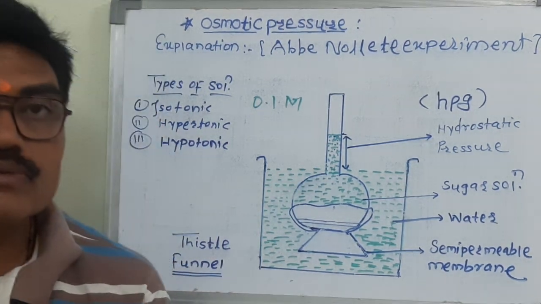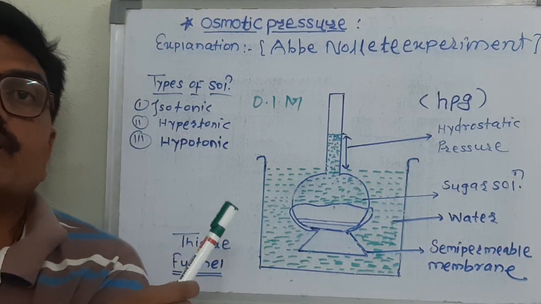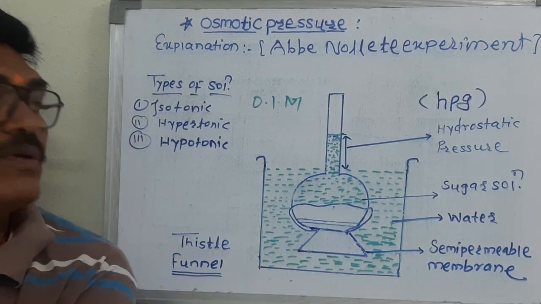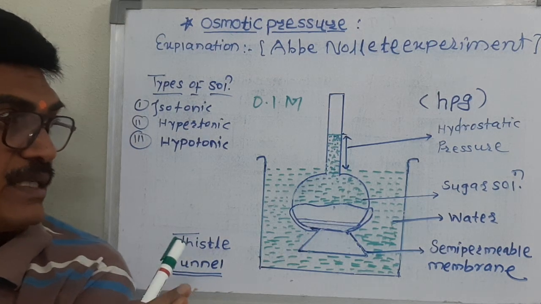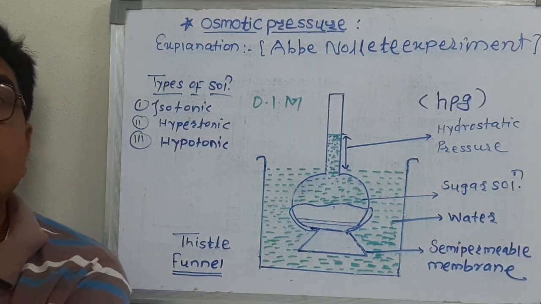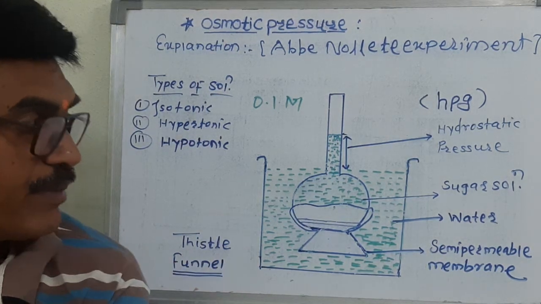So in this way, depending upon the osmotic pressure of the solution, solutions are of three types. What we learn in this video is that the concept of osmotic pressure can be explained well with the help of the Abbe Nollet experiment.